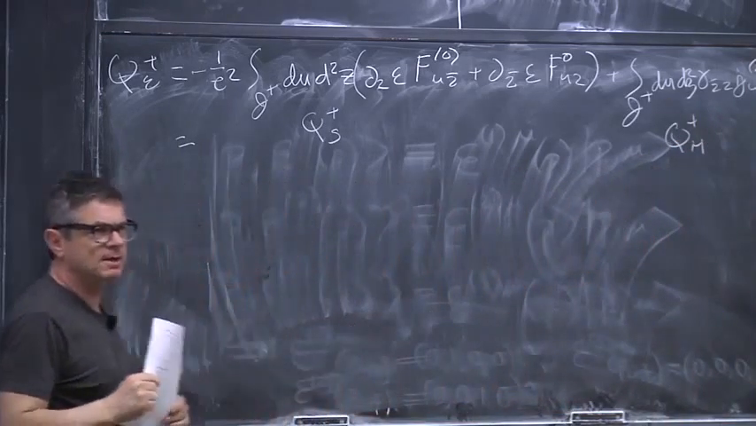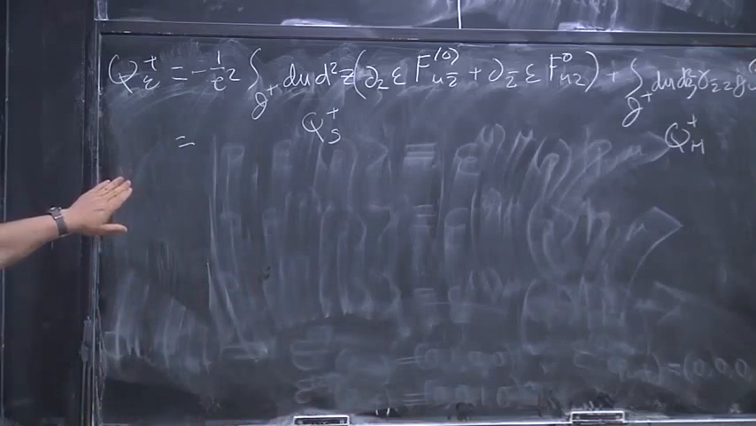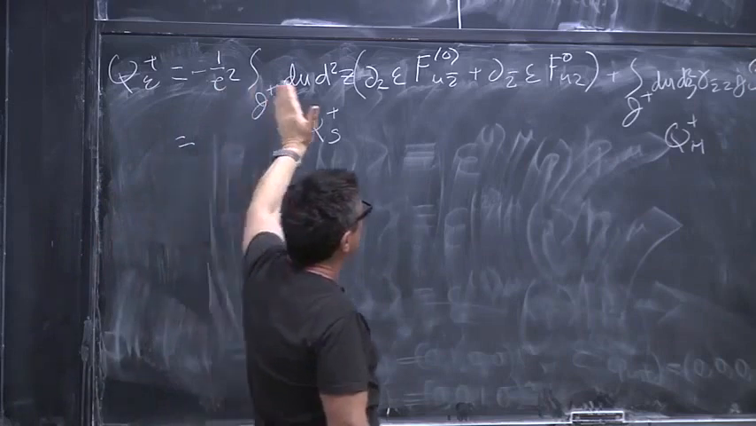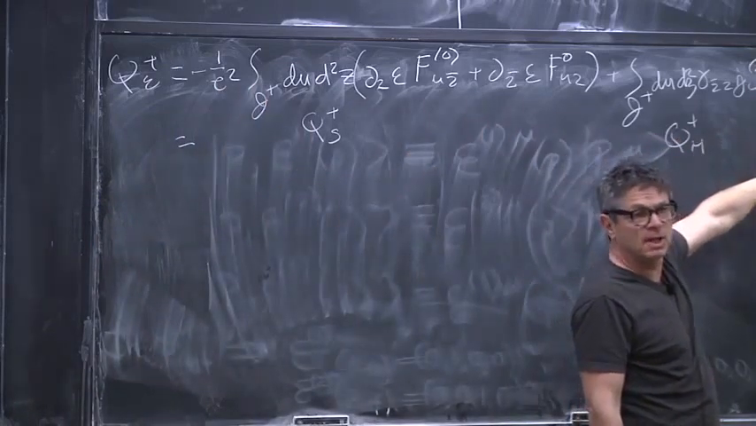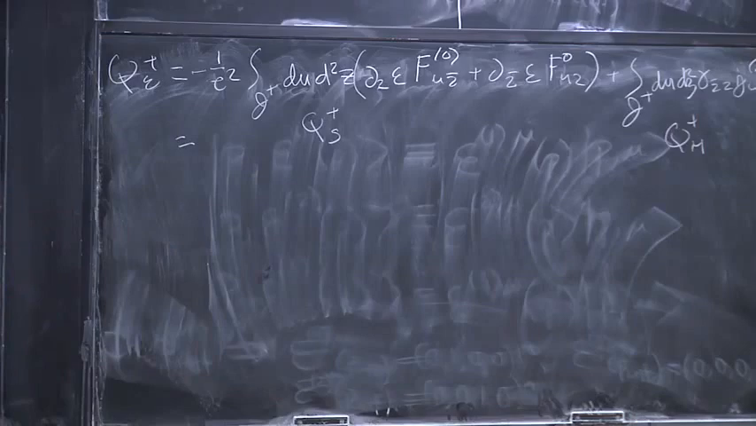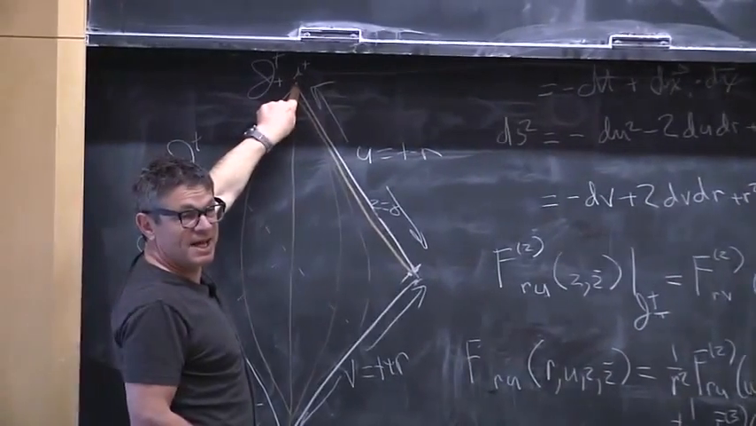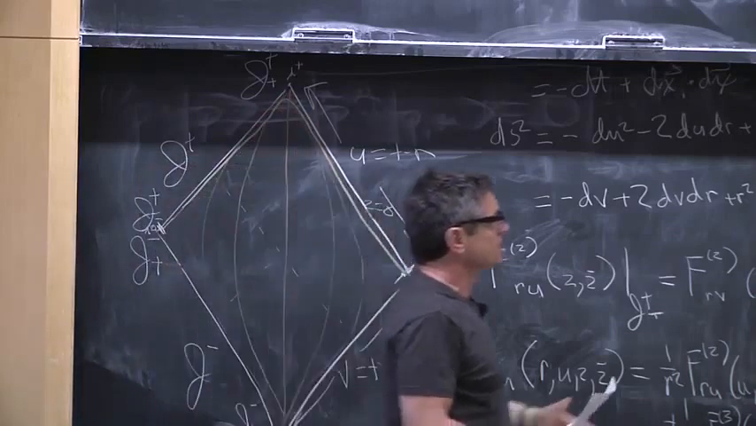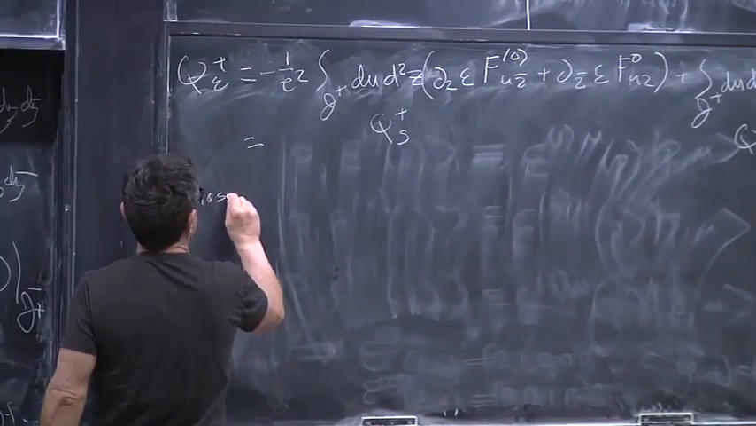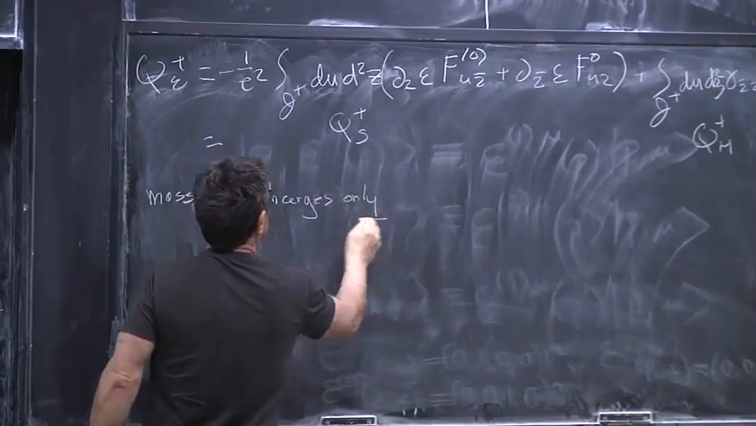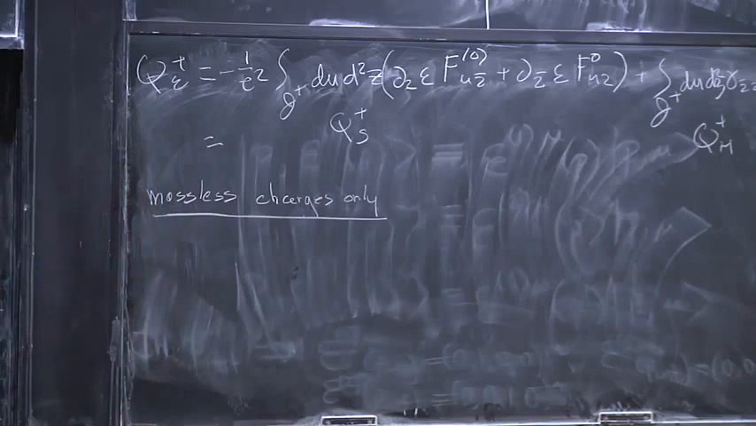So let me make a few comments about this. First of all, I wrote this equation last time in form notation. I'm just writing it out in components now. Secondly, in principle, there would be another boundary term at scri plus plus. That boundary term would be important if there's anything going on up here, like massive particles or black holes. But for now, we are talking about massless charges only. Massive charges can be dealt with in this framework, but this is the simplest case, and we're doing it first.